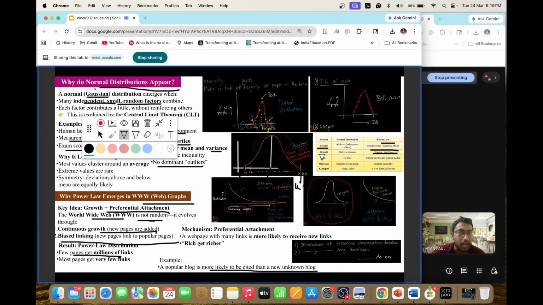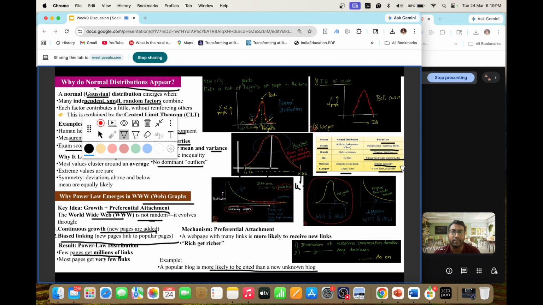Bias: it does not have any bias in the case of normal distribution. But the WWW graph, or power law graph, has a strong bias towards the popular nodes. Outcome: equally around the mean in one case, extreme inequality here. And the example for normal distribution is height or noise, and for power law the example is WWW links or followers.